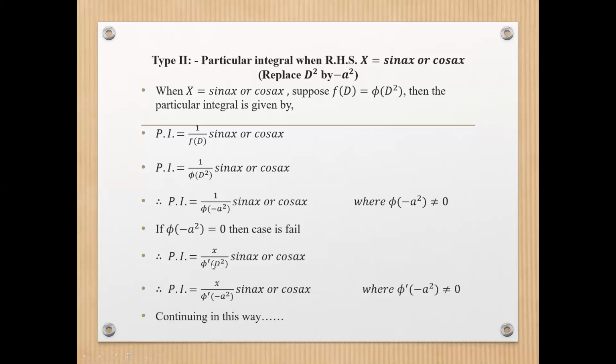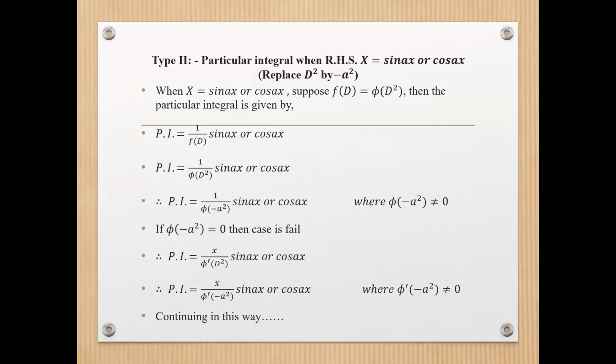That's why here written phi dash of D square. So the particular integral becomes x upon phi dash of D square sin ax or cos ax. Again, we have to replace D square by minus a square. We get the particular integral equal to x upon phi dash of minus a square sin ax or cos ax, where phi dash of minus a square is not equal to 0. In this way, we have to follow.